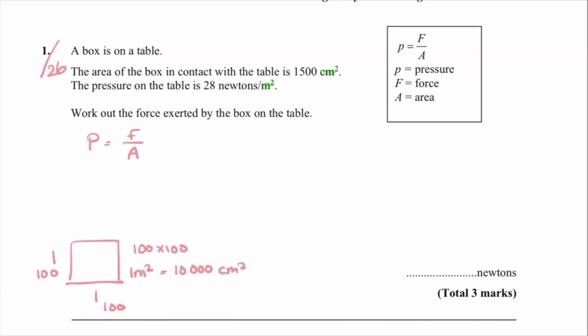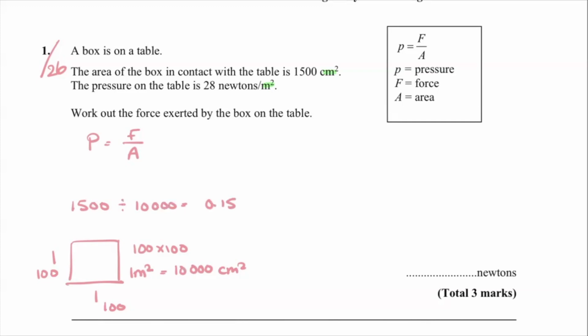Most people, if they're going to go wrong, are probably going to divide by 100 because there's 100 centimeters in a meter. But we're not talking about the length, we're talking about the area, the space inside. So we are going to have to take our 1500 in the question, divide it through by our 10,000 to get our area in meters.